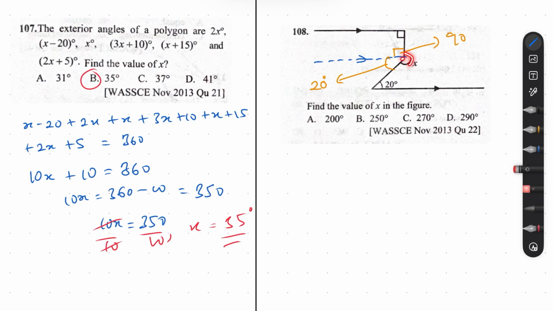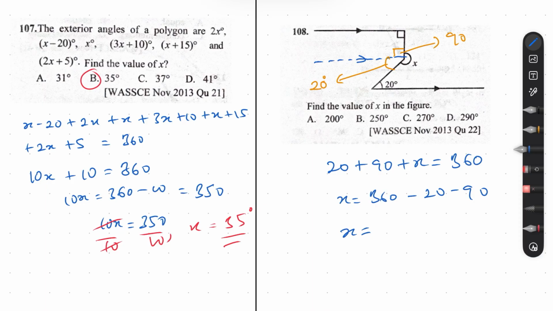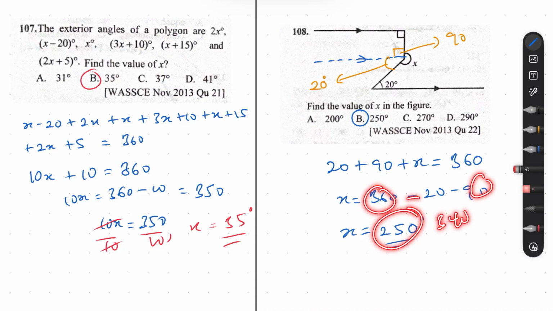Okay, cool. Now since we have these two angles, we can easily find x, because the angles at a point give us what? 360. So the sum of all these angles should give us 360. So we have 20 plus 90 plus x should give us what? 360. Okay, so x gives us 360 minus 20 minus 90. So finally x will be 250. Okay, which is B, because 360 minus 20 should give us 340, minus 90 should give us 250. Okay, that's right.